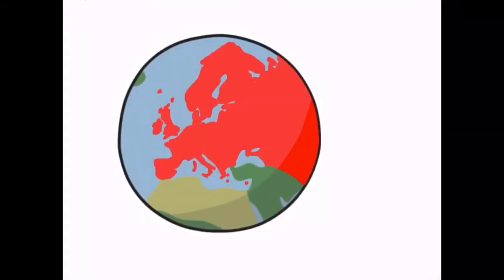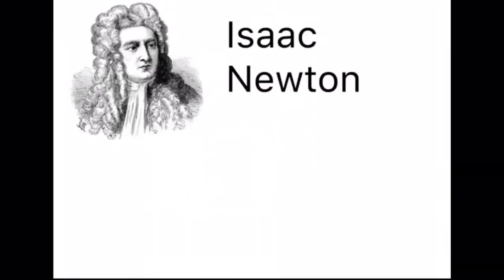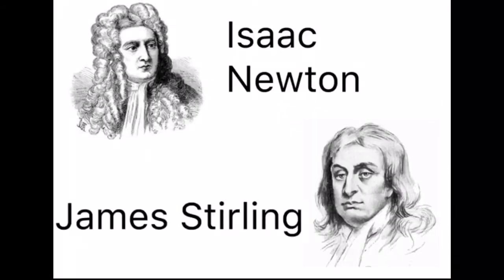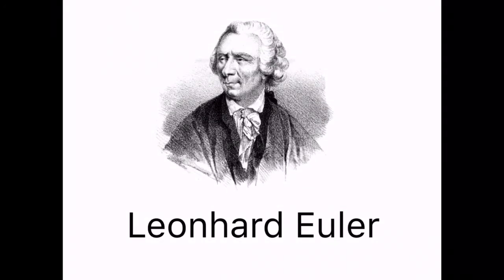Later on, in the 17th and 18th century in Europe, we find some mathematicians and physicists, such as Isaac Newton and James Stirling, who got into the discovery of the power series for sine and cosine, as well as Leonhard Euler, who was mostly responsible for establishing the analytic treatment of trigonometric functions in Europe.